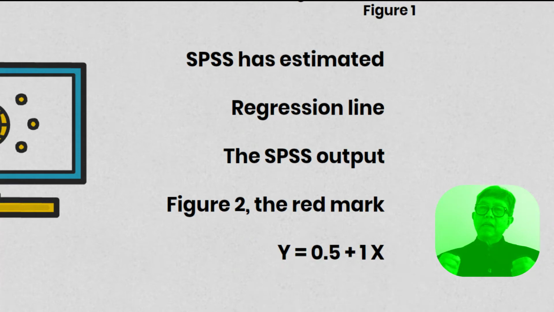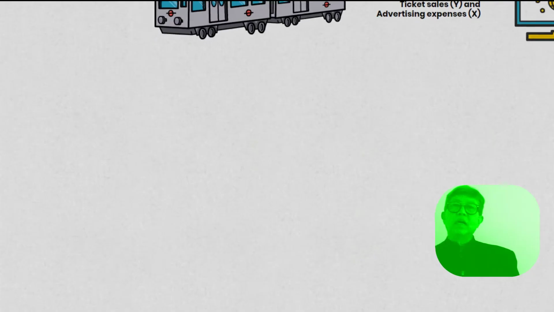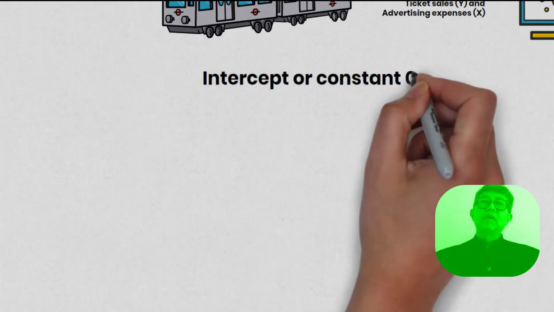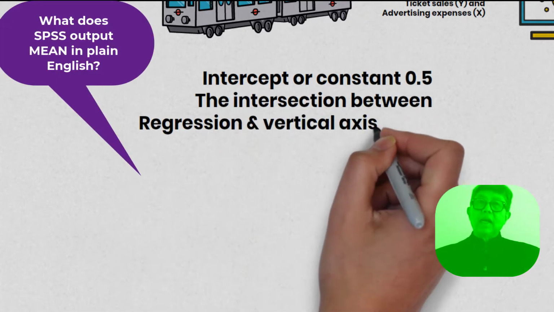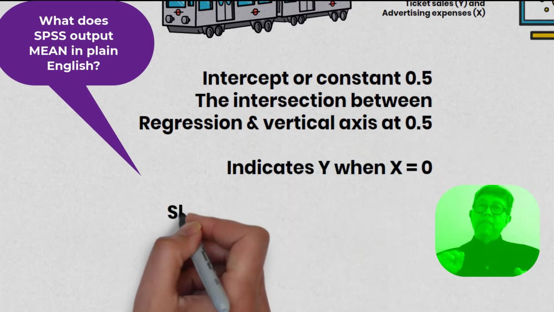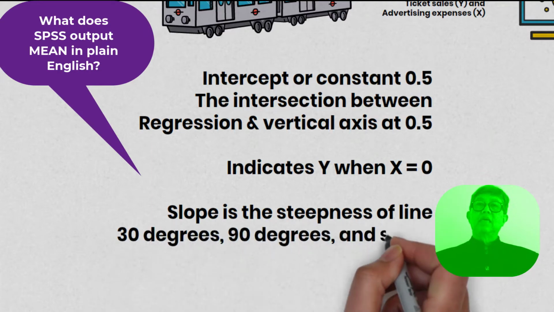Remember, my interest is to translate the SPSS output into layman language. You cannot just provide tables, graphs, figures. You need to provide plain English explanations. For example, the intercept, the constant, equals 0.5, which is the intersection between the regression line and the vertical axis. It also indicates the value of y when x is 0.